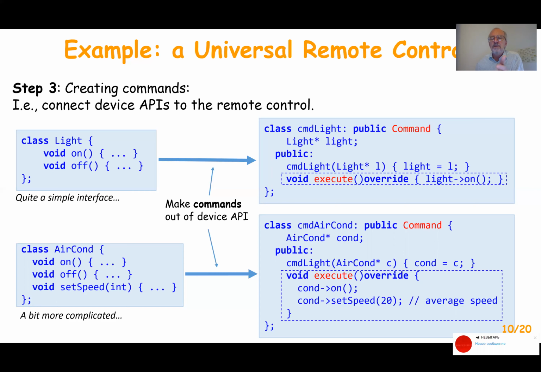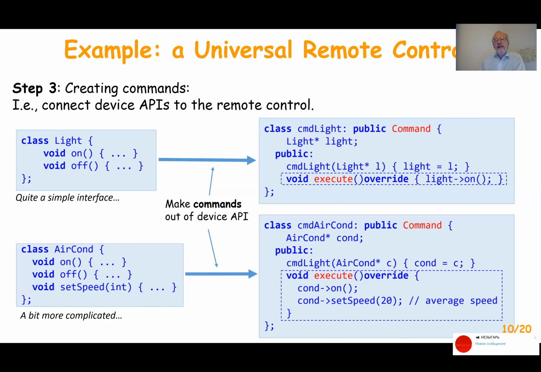It doesn't just switch it on. We should set up its speed. Well, I've chosen 20. Suppose this is an average speed of an air conditioner for everyday usage. So this version of execute contains two actions, switching it on and setting up the speed. Okay, but the idea is the same. We made commands out of the device API or part of the device API.